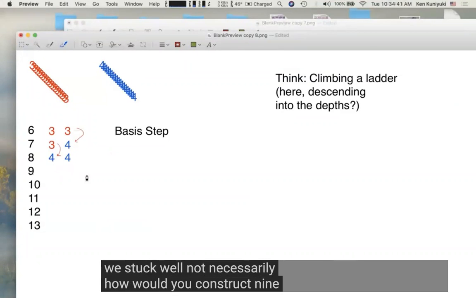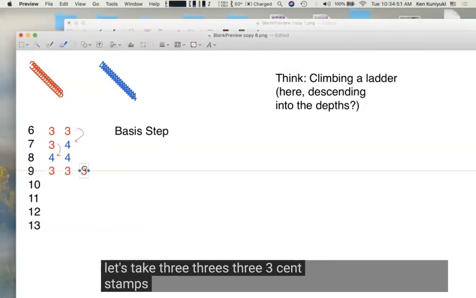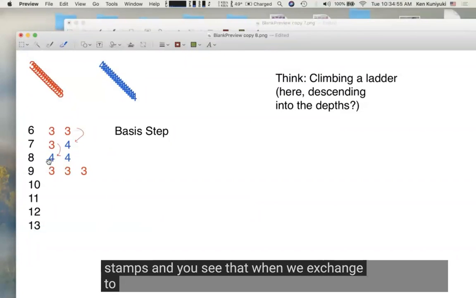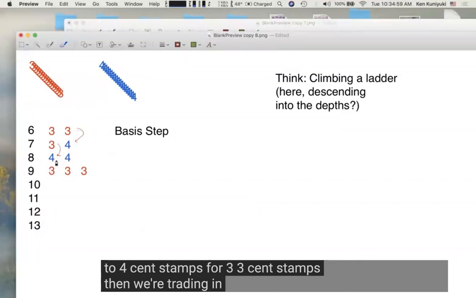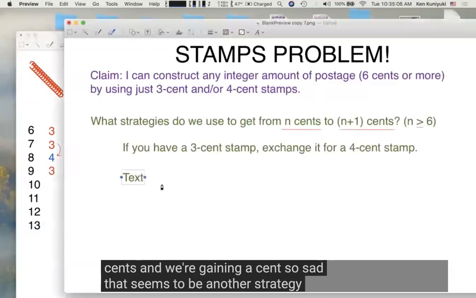How would you construct 9 cents? Well, let's take 3 threes. 3 3-cent stamps. And you see that when we exchange 2 4-cent stamps for 3 3-cent stamps, then we're trading in 8 cents for 9 cents, and we're gaining a cent. So that seems to be another strategy.